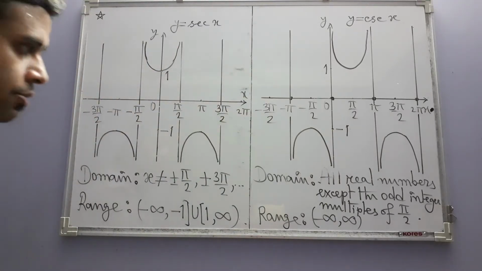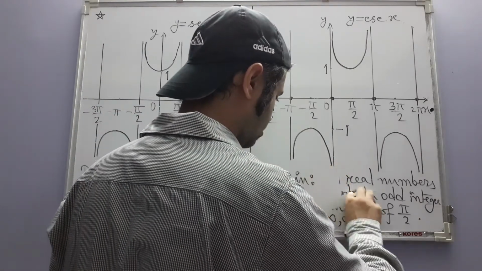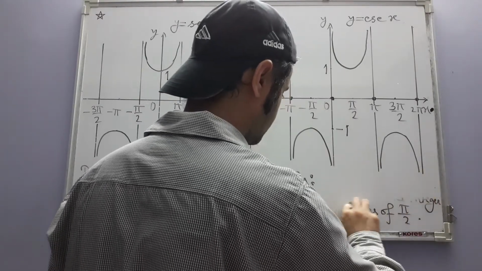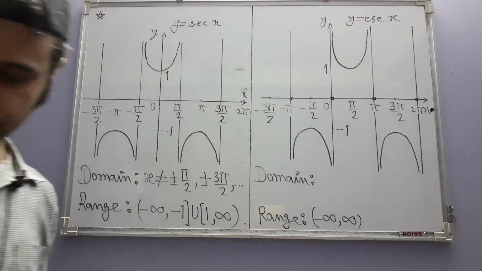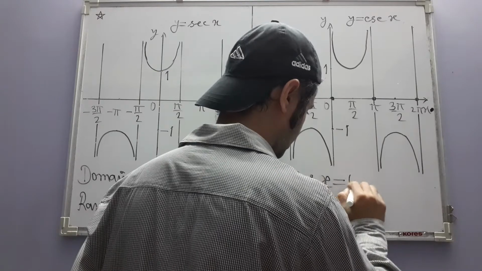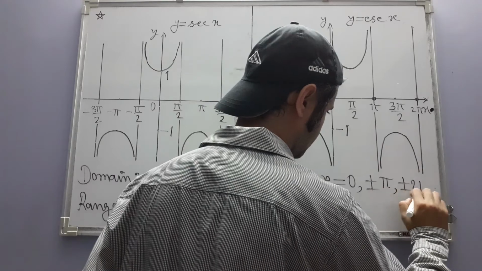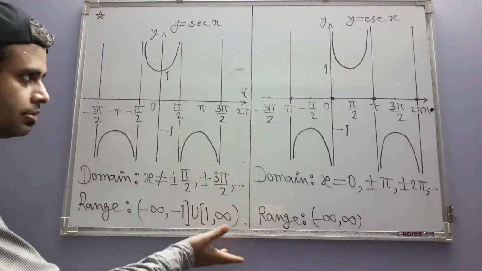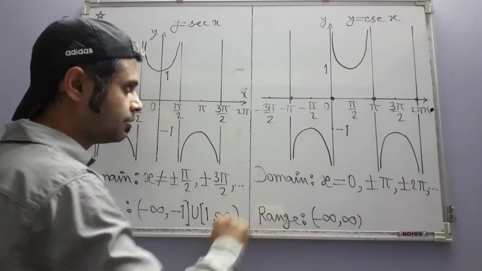And what about the domain? Domain here will change because we have avoided all the integer multiples of pi. That means here x can be any real number other than these: 0, plus or minus pi, plus or minus 2 pi, etc. And what about range? Range is again this thing, this or this one, that is this, and union this.